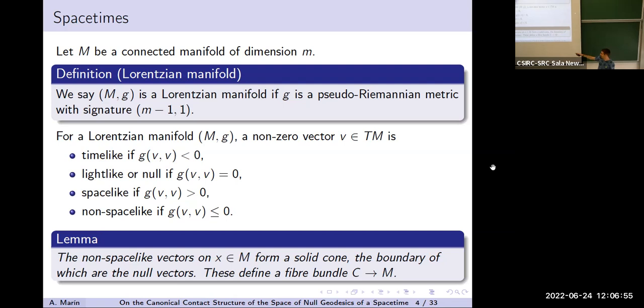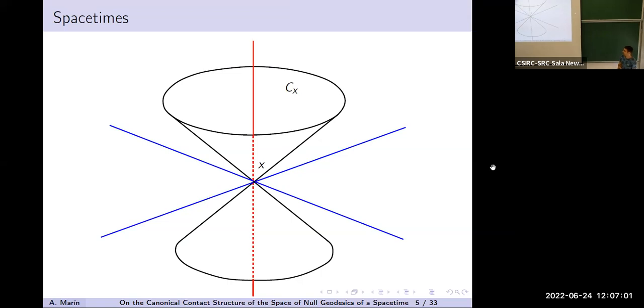I'm going to denote this bundle of null vectors by a letter. So this is the picture to have in mind. This is dimension 2 plus 1, where I have my point x in my Lorentz manifold, I have my cone, and everything inside the cone is non-space-like, everything on the boundary of the cone is light-like.